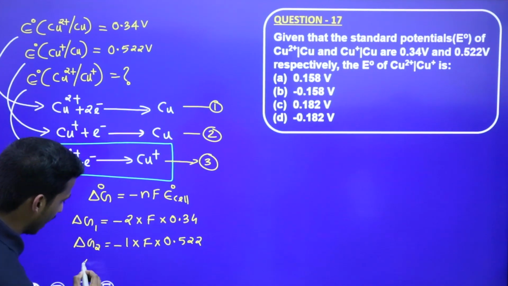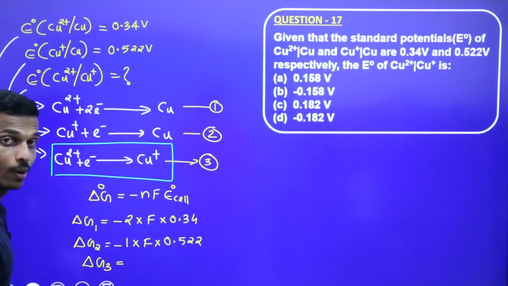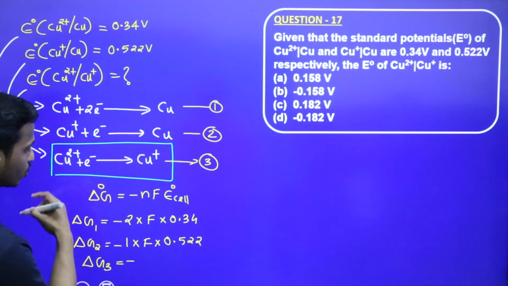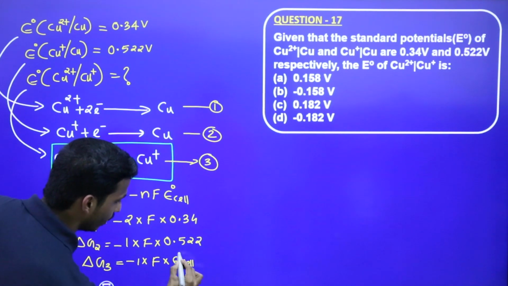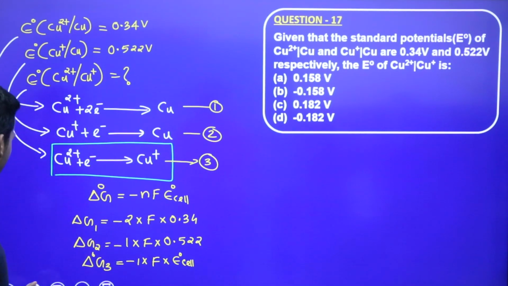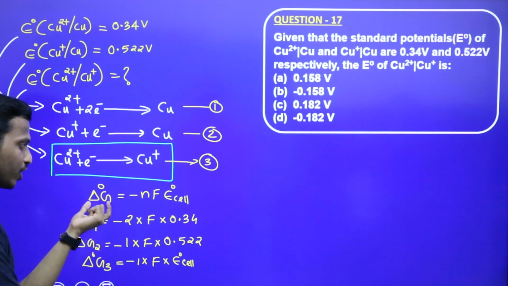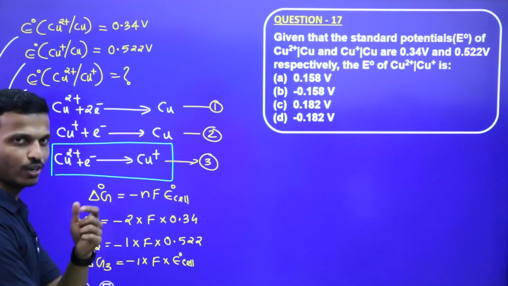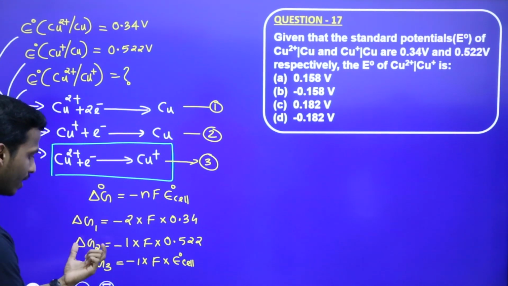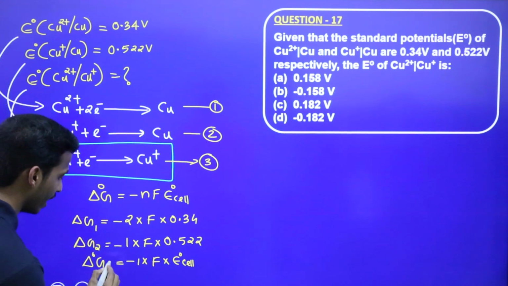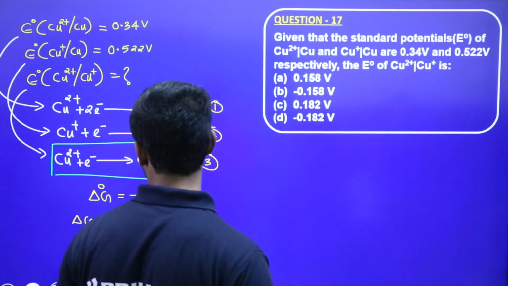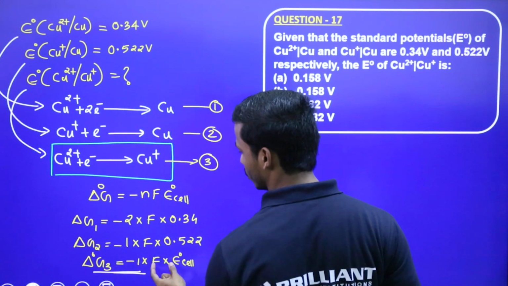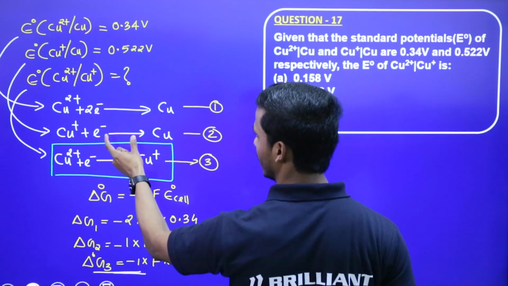And we have to calculate delta G3 for this third equation. So delta G3 is equal to minus 1 into Faraday into the E0 cell value that we need to find out, right? How can we find this value? This is the relation between standard Gibbs free energy and the E naught cell value. We got delta G1, delta G2, delta G3. We have to generate delta G3 by the combination of these two. How can we create this equation by the combination of these two?